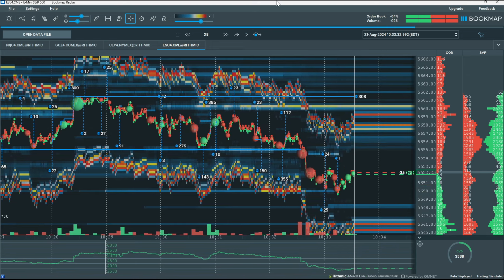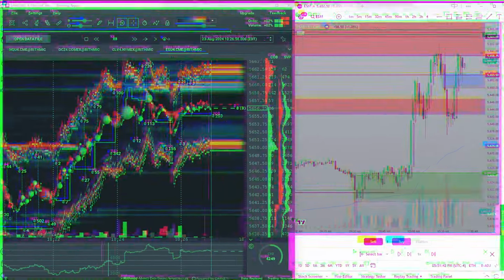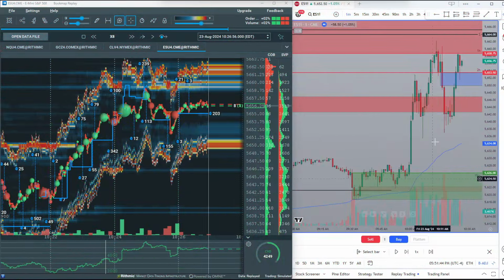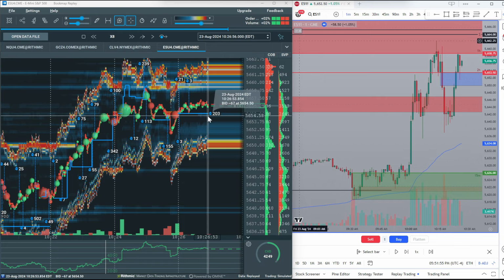And in this next segment, I'm going to show you this exact play with a chart of ES as well. So now we have on our right hand side a TradingView chart of the ES 1 minute of the same day, same time. We are going into the 10:27 candle on the 1 minute chart. We are going into the 10:27 time on Bookmap on the left. So we're going to play it out on Bookmap.